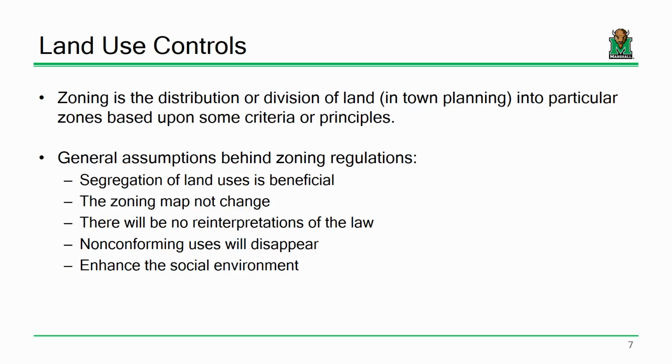So zoning is the distribution or the division of land into particular zones based on some criteria. Usually you'll have things like a residential zone, commercial zone, industrial zone, government zone, what have you. And they're based on general principles: segregation of land uses is beneficial, the zoning map itself is not subject to change, and there will be no reinterpretations of the law.